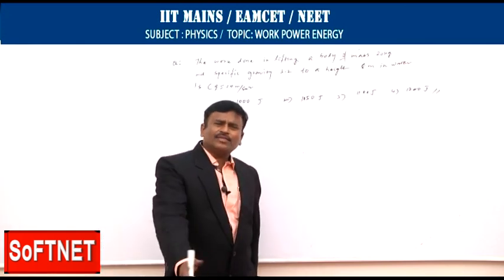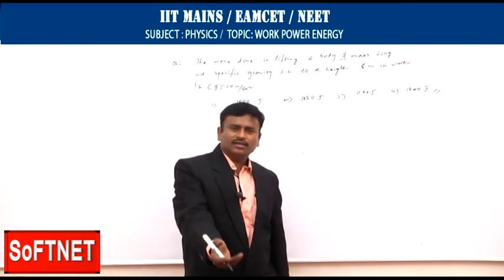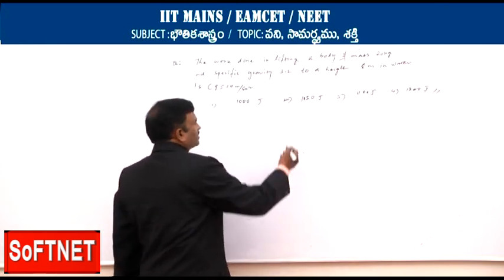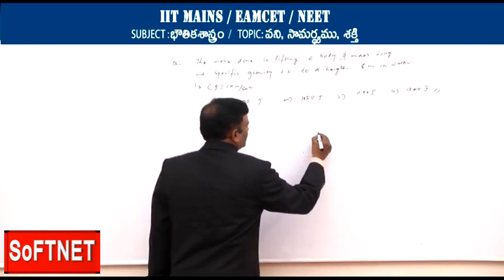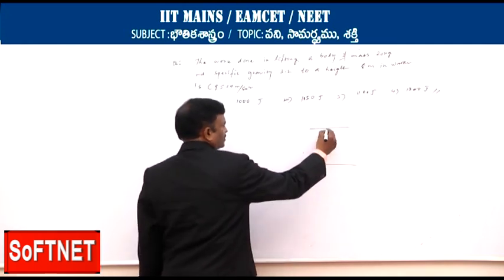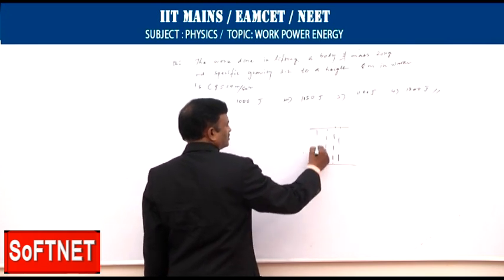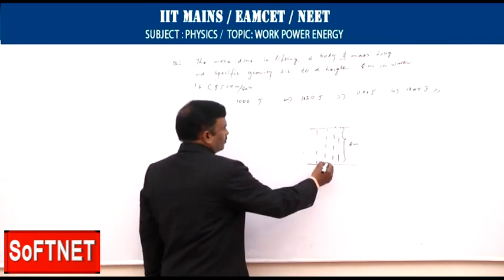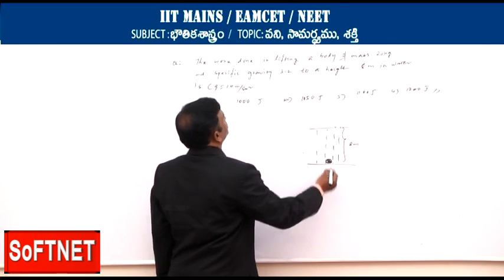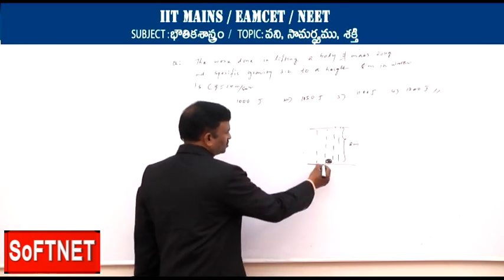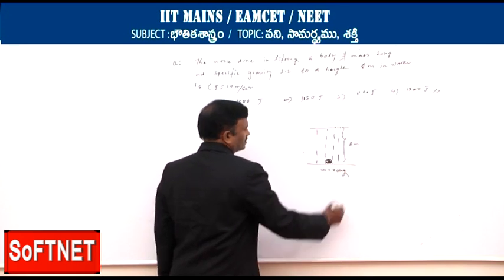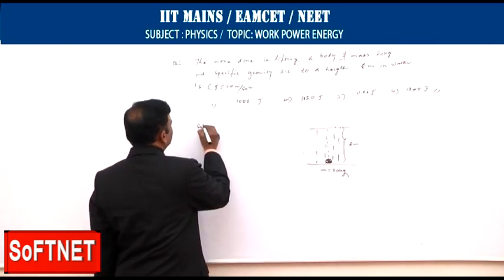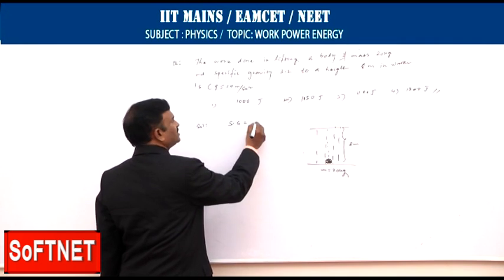Here the work done to lift a body on the surface of the earth is mgh. Now we are lifting the body from water, from a depth of 8 meters. The body has a mass of 20 kg, m equals 20 kg. So we need to lift it up. The given quantity is the specific gravity, which is 3.2.